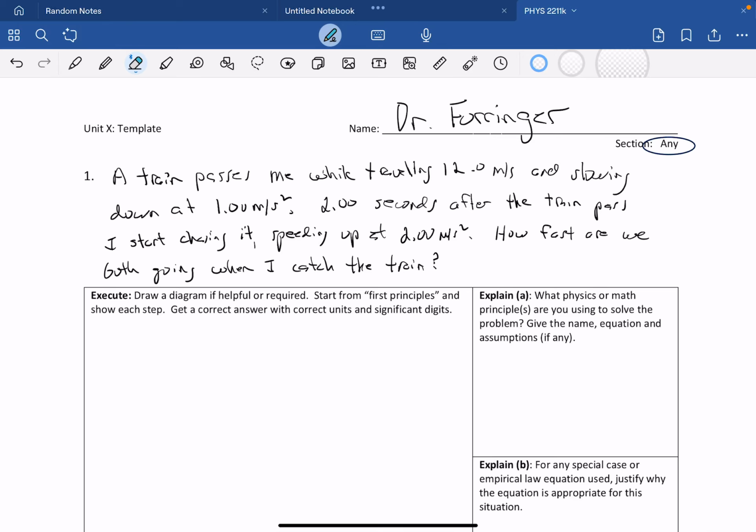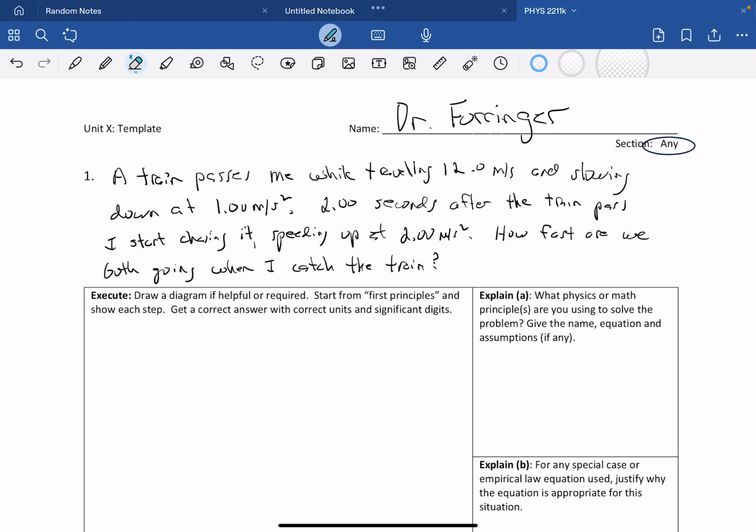All right, here we have an example of a constant acceleration problem that is not trivial to solve. So it says a train passes me while traveling 12 meters per second and slowing down at 1 meter per second squared. 2 seconds after the train passes, I start chasing it, speeding up at 2 meters per second squared. How fast are we both going when I catch the train?